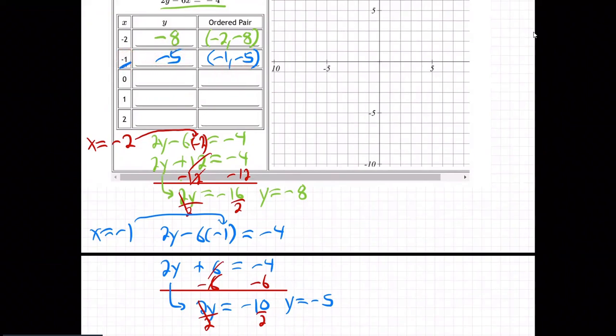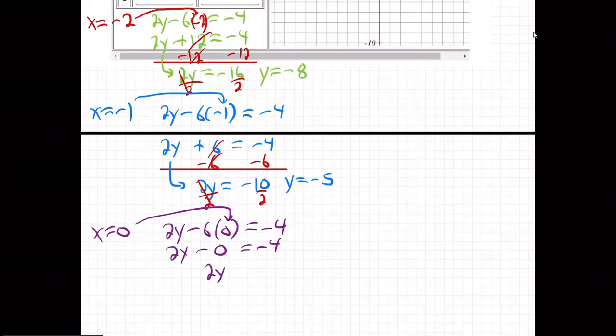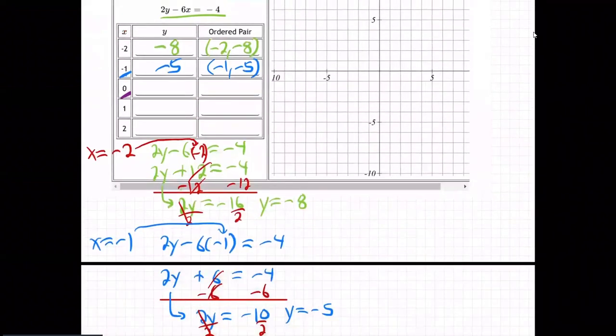Next, we just keep going. Next one is X is 0. Same equation, 2y minus 6, this time plugging in 0 for X. And that's 2y minus 0. So that -0 is nothing, so it's just 2y. 2y is -4. Divided by 2, Y is -2. And so that's the point (0, -2), like that.